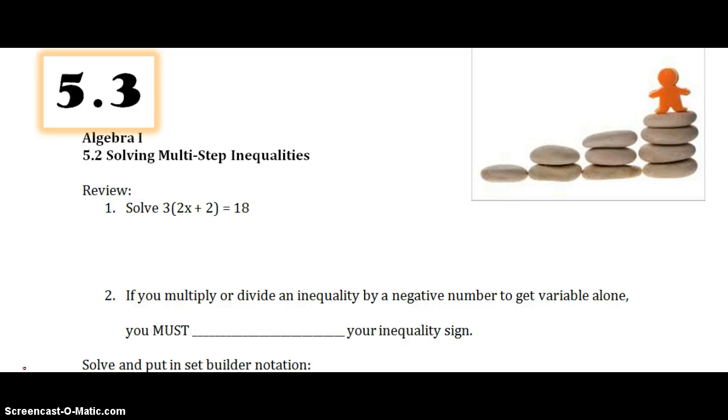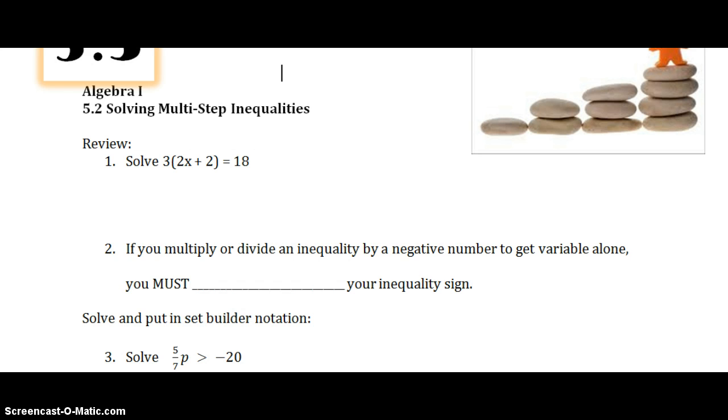As we talked about in 5.2, the main difference between solving multi-step inequalities and solving multi-step equations is that when you multiply or divide an inequality by a negative, you must switch the inequality sign.